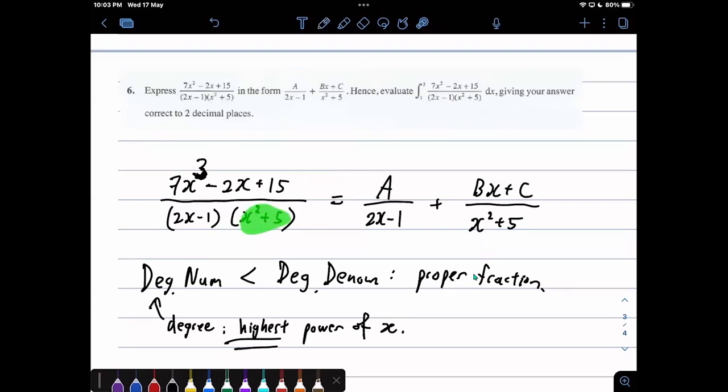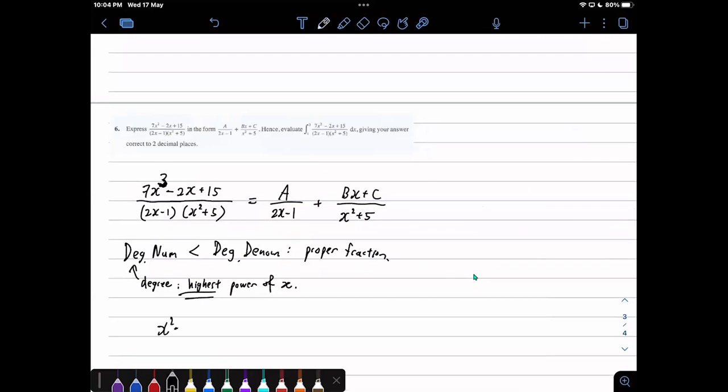This is x squared plus 5. Is it factorizable? No. There's a plus sign. Cannot, because only if it's a minus sign, then you can factorize. If it was x squared minus 5, you can rewrite it as x squared minus root 5 squared, which becomes x minus root 5 times x plus root 5. That's provided there's a minus sign. However, if it is a plus sign over here, confirm cannot factorize.